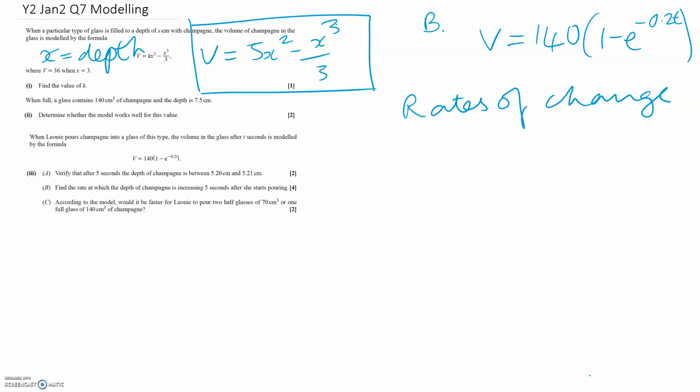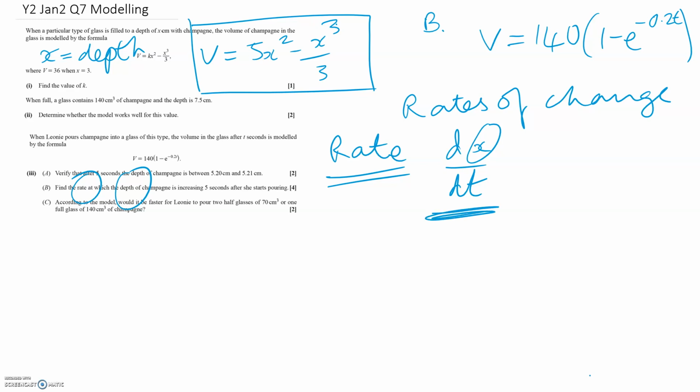Looking at the question, it says the word rate. Now, whenever you see the word rate, it means you're going to have to differentiate something with respect to time. Now, it's talking about the rate at which the depth is increasing. So we need to find this at some point. Well, that's what we're trying to find out in this question, and that's when t equals 5.